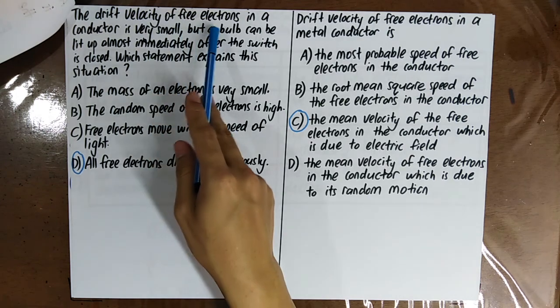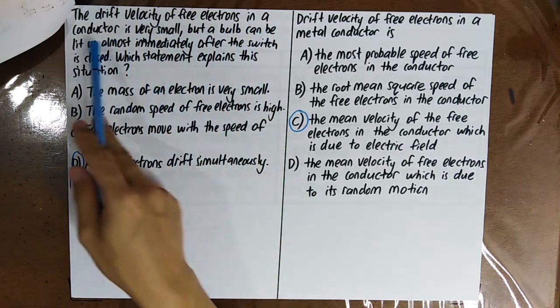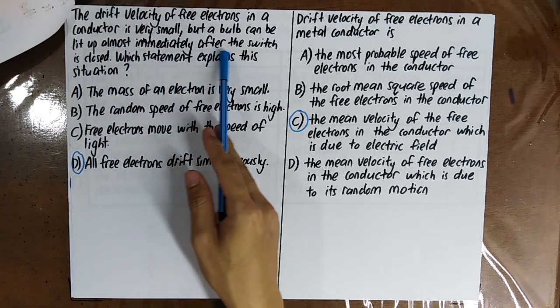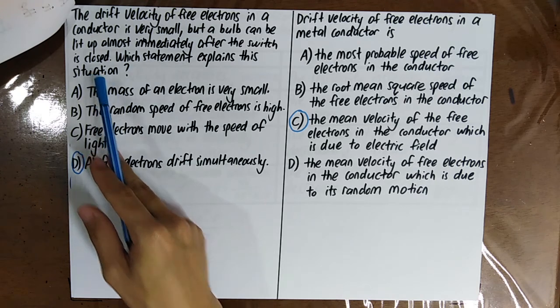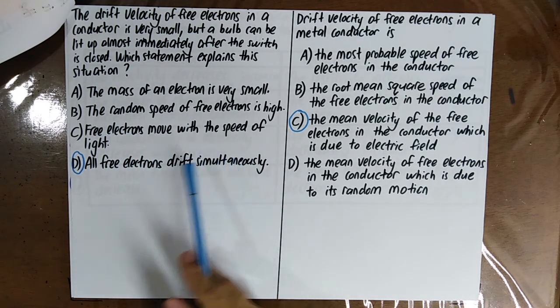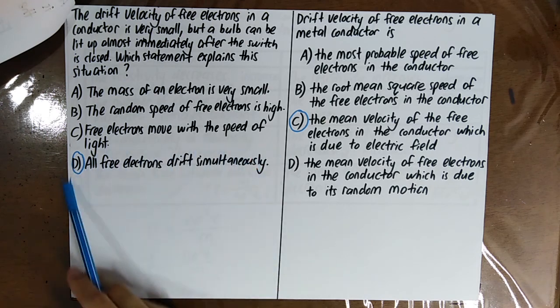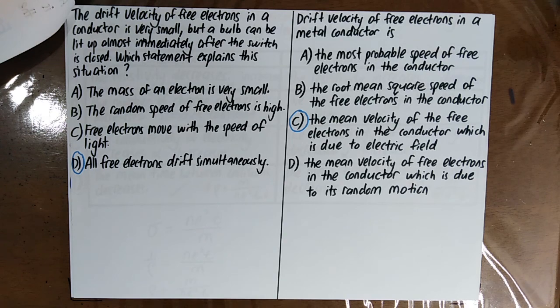The drift velocity of free electrons in a conductor is very small, but a bulb can be lit up almost immediately after the switch is closed. Which statement explains this situation? Because all the drift electrons will experience the force simultaneously, and therefore all the free electrons will drift simultaneously.